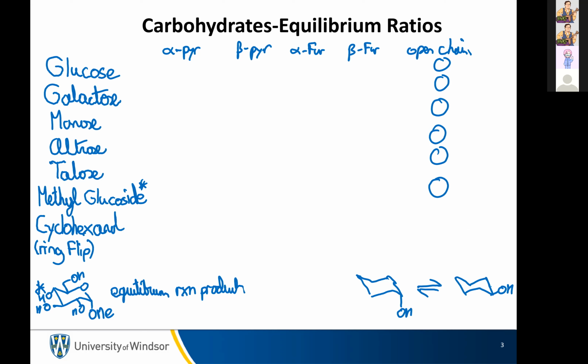I'm basically asking, do substituents prefer to be axial or equatorial on a ring? Equatorial, of course. They prefer to be equatorial by about 5 to 1. So an OH group prefers to be equatorial by a ratio of about 5 to 1.